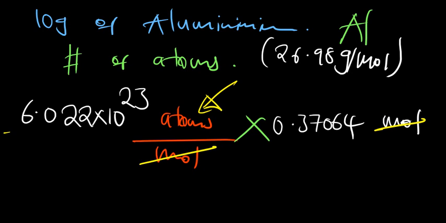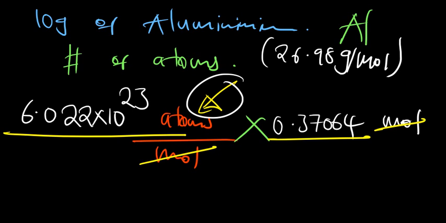So just multiply Avogadro's constant with that number. I've shown you what has happened to the units. What remains, what's standing out, is the number of atoms. And that is all that is expected from you.